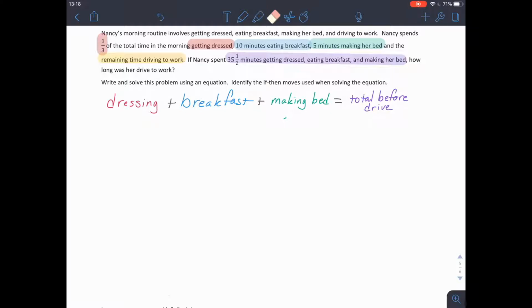So for dressing, which really is the trickiest part of this, she spends a third of her total time. We don't know what the total time is, so we can use a variable like x to represent it. And 1/3 of a number would be 1/3 times that number, or in this case, 1/3 times x. Breakfast is 10 minutes, making the bed is 5, and her total time before the drive is 35.5.